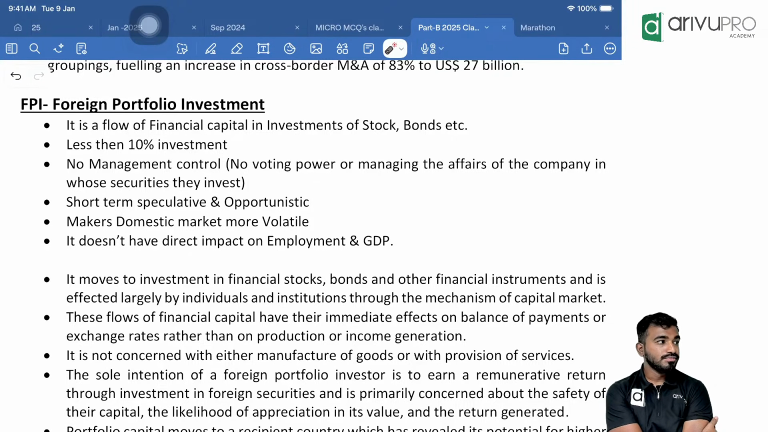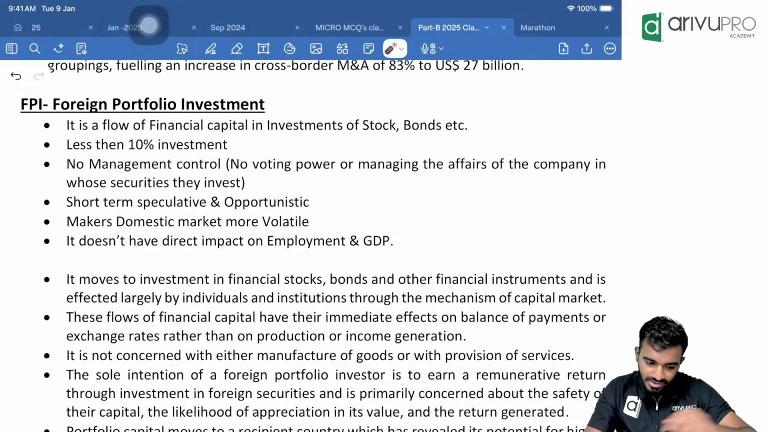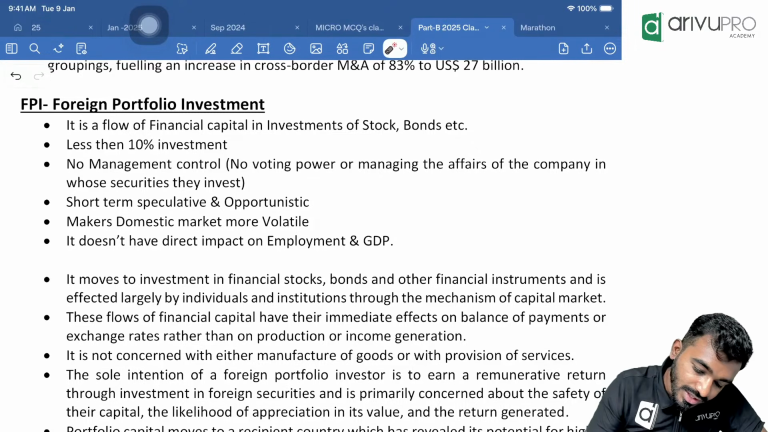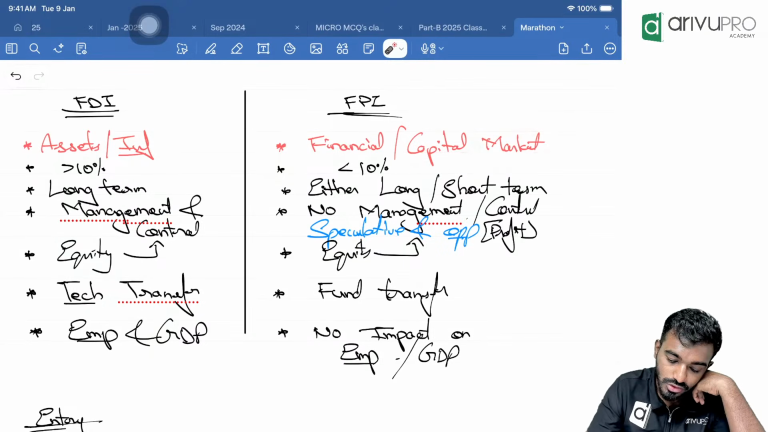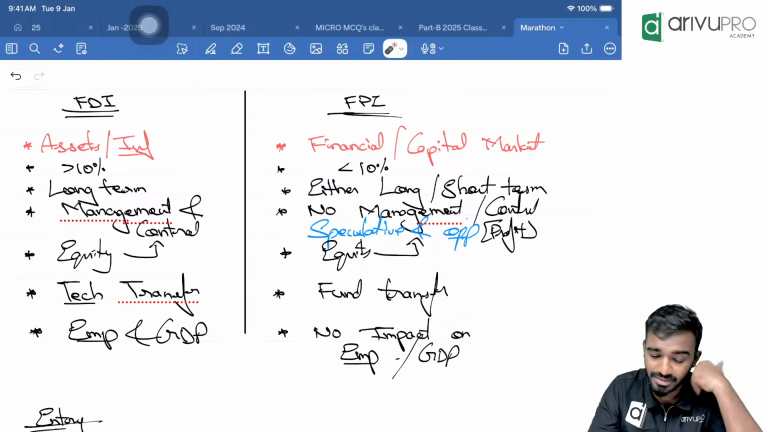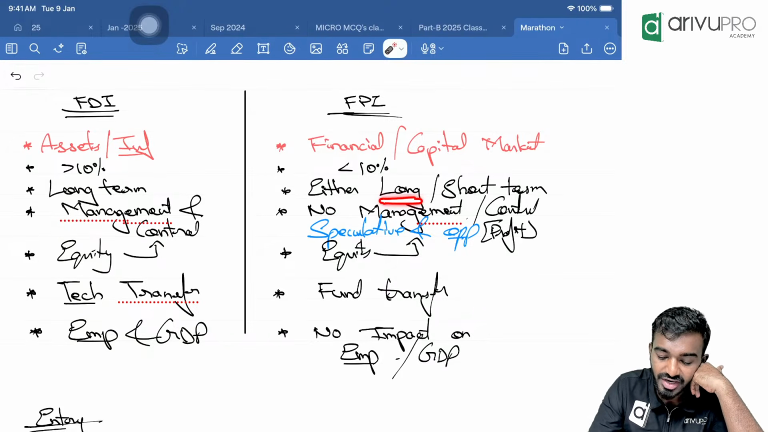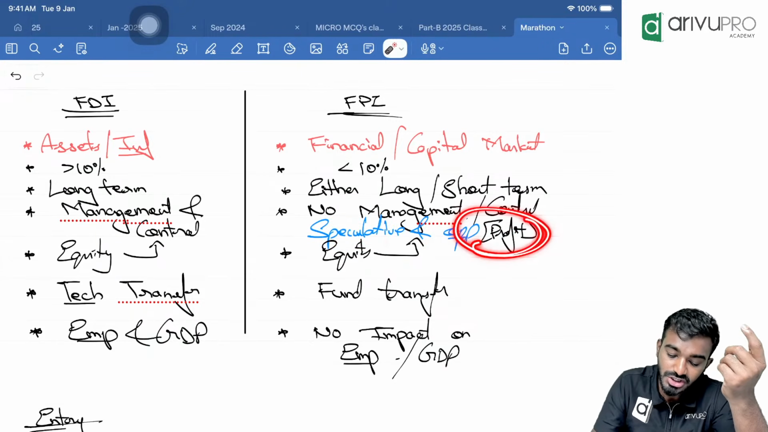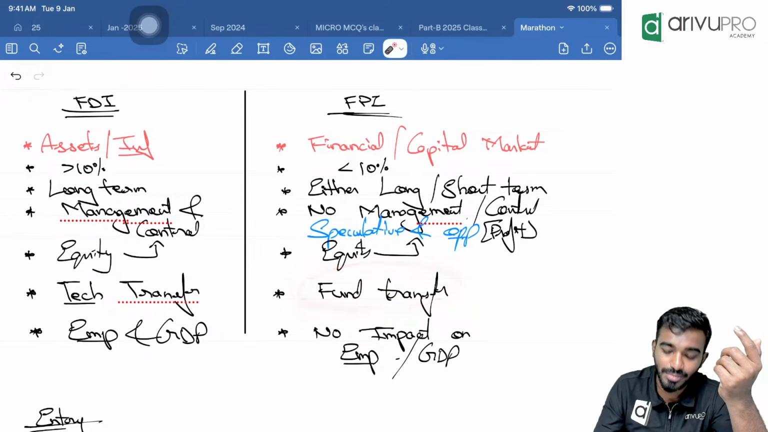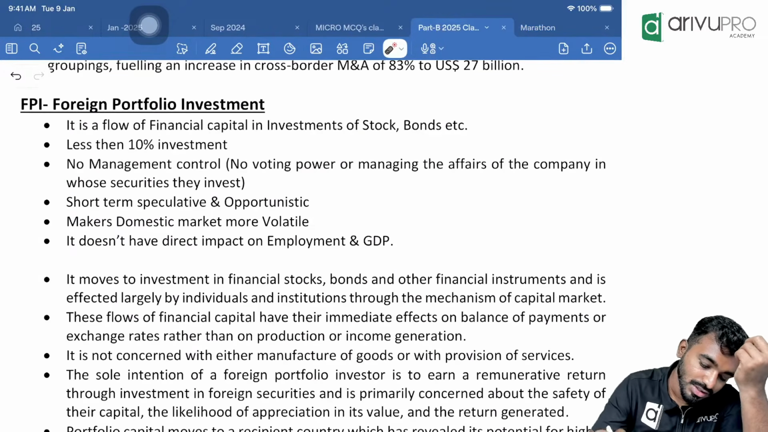Foreign portfolio investments. As I said already here, the difference. It is invested in financial capital: stock market, hedge funds, all those. Less than 10% investment. Either it can be long term or short term. No management control. They are speculative and opportunistic. Intention is profit motive. Just a fund transfer will happen. No impact on employment and GDP.